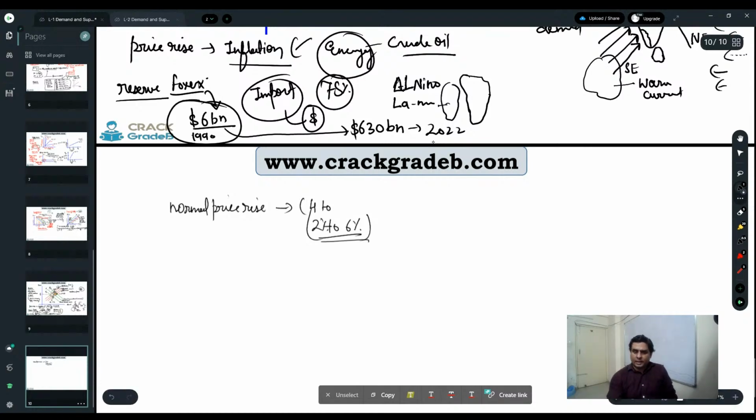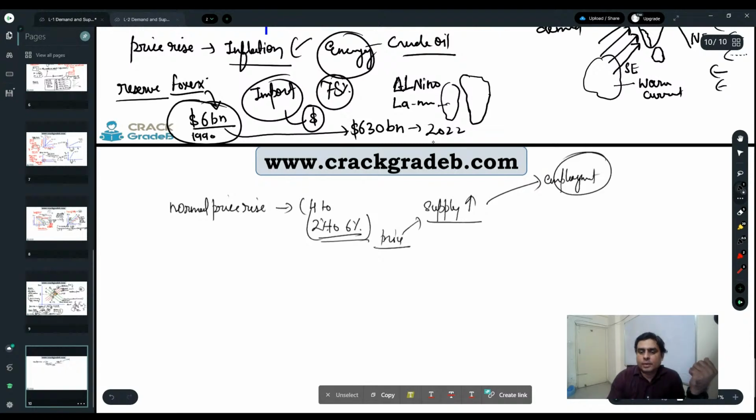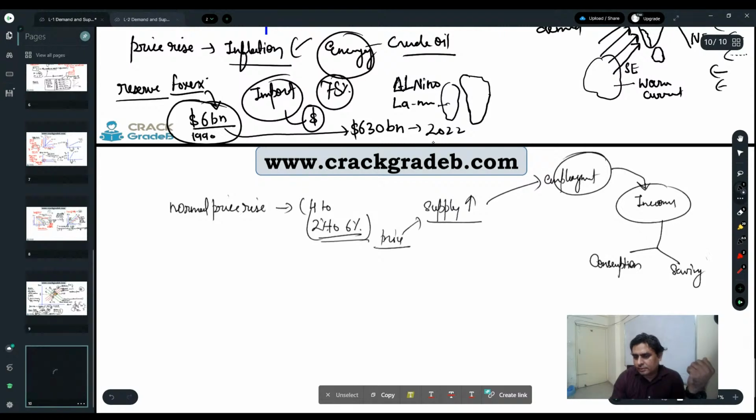And when the price increases, supply will also increase. Supply increase means what? Increase in employment. Increase in employment will further increase income. And if income increases, consumption and saving both increase.